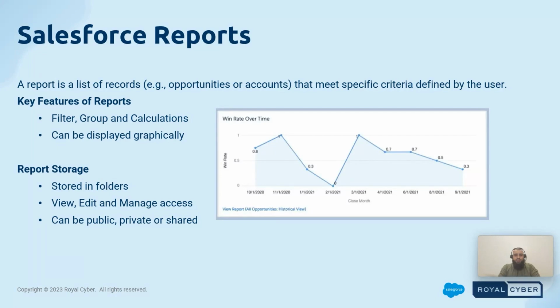Okay. So, next thing, where are the reports being stored? Let's talk about report storage. Reports are stored in folders. These folders control access, like who can view, edit, or manage the reports inside. Folders can be public, private, or shared, and access is controlled based on the roles, permissions, groups, and license types. We will talk about this in detail in our upcoming sessions.